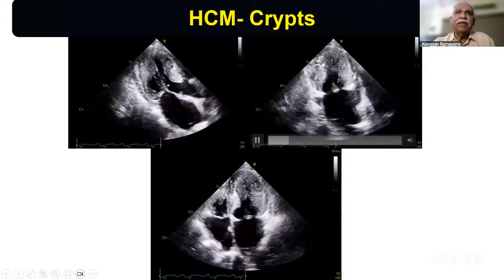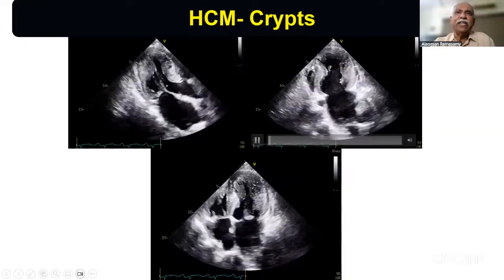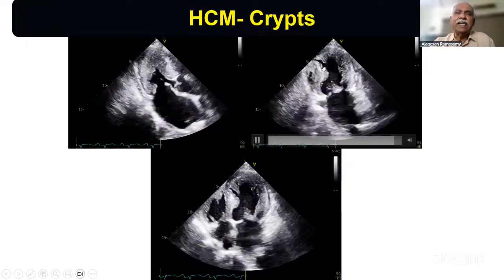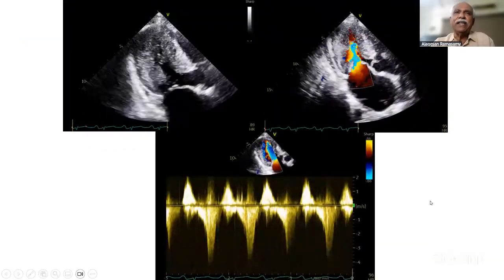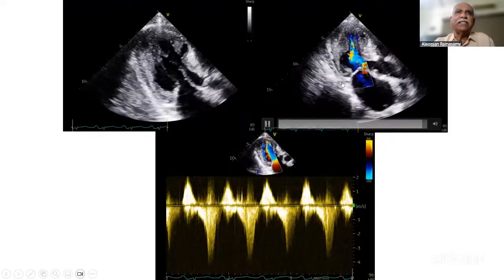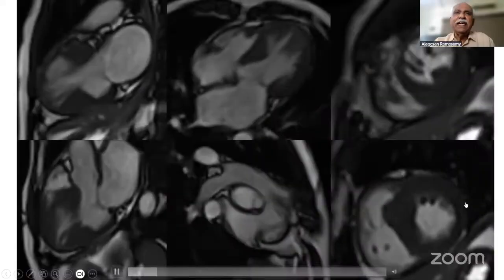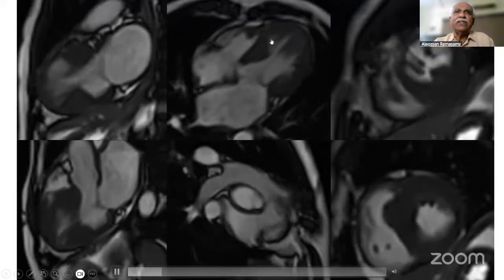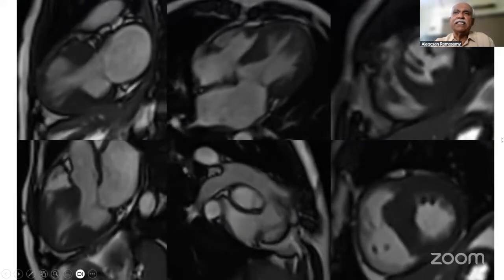This is another abnormality. There can be deep crypts inside the left ventricular wall, and these are all congenital, genetic defects which have been described in hypertrophic cardiomyopathy. You can clearly see the flow into the crypts, and this patient had a mid-ventricular obstruction, and you can identify the crypts in the MRI also. This is the MRI which shows the crypts in the left ventricular muscles.